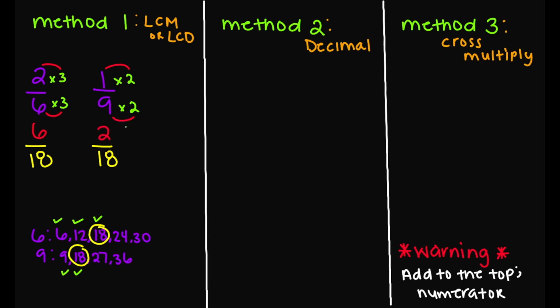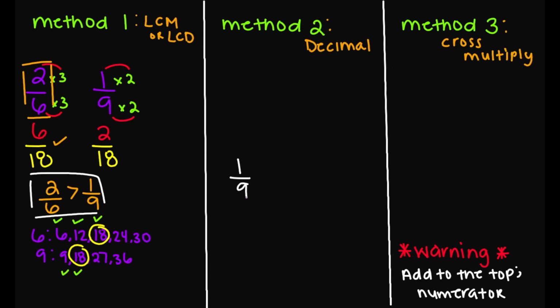We already have that. Just comparing my 6 over 18 and my 2 over 18, you're going to see that the 6 over 18 is greater than the 2 over 18. And the 6 over 18 represents my 2 over 6 here. So your final answer is 2 over 6 is greater than 1 over 9. And if you're going to read it the other way, you may also see something that says 1 over 9 is less than 2 over 6.